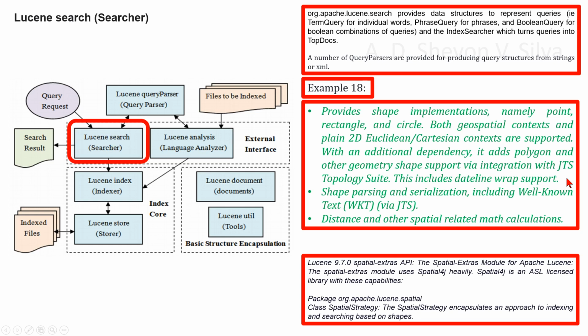With an additional dependency, it adds polygon and other geometry shape support via integration with the JTS Topology Suite. This includes dateline wrap support. Shape parsing and serialization, including well-known text, WKT, via JTS, distance and other spatial-related math calculations.